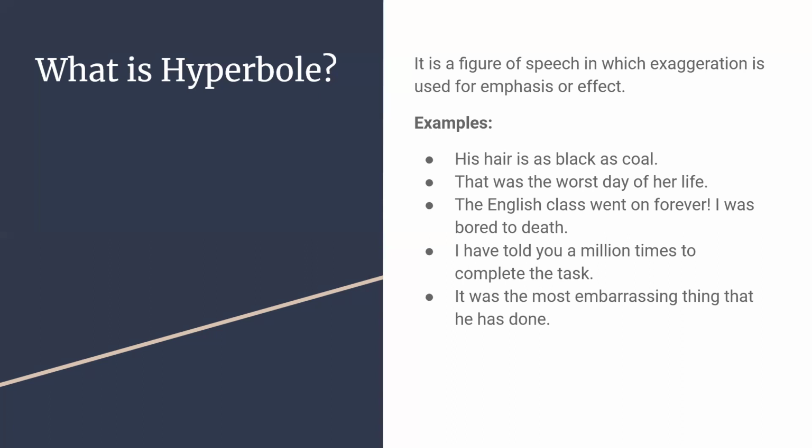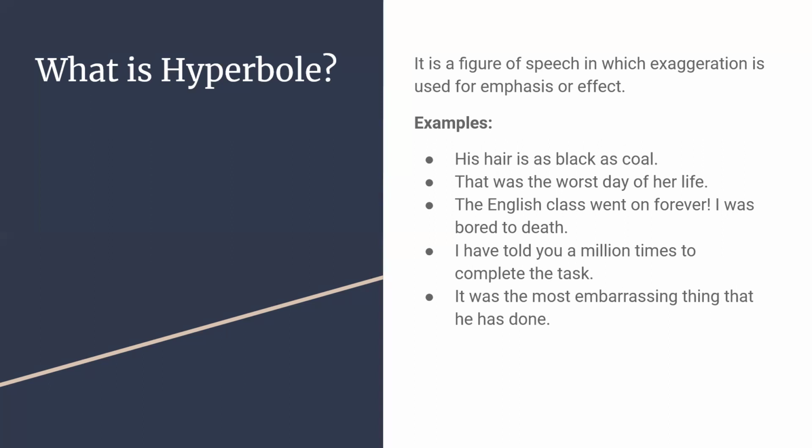His hair is as black as coal. So the comparison of hair, the color of the hair is as dark as coal or as black as coal. That is what we need to understand here. That was the worst day of her life. So worst day, extreme effect, to lay that extreme effect or emphasis on what she wants to say.